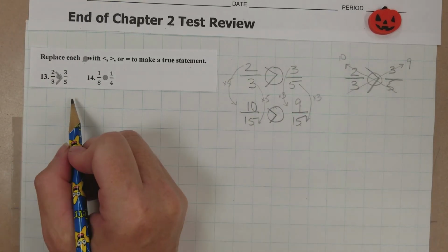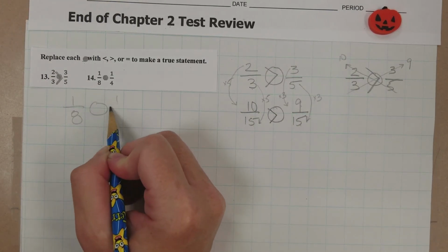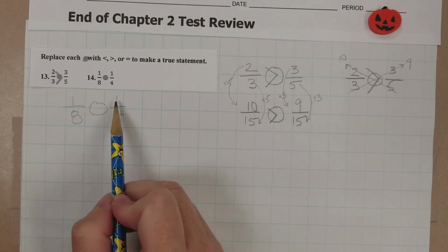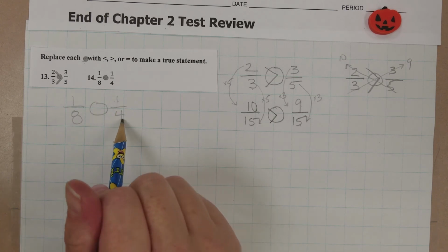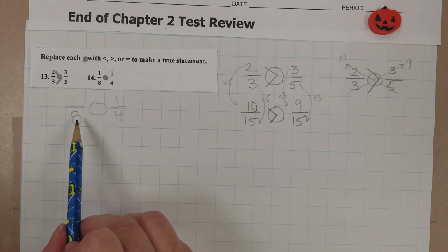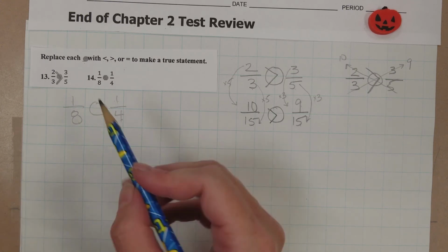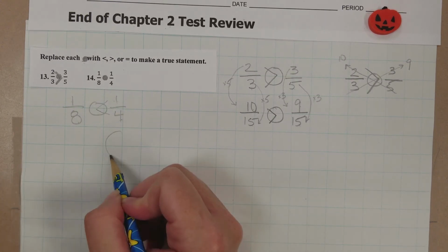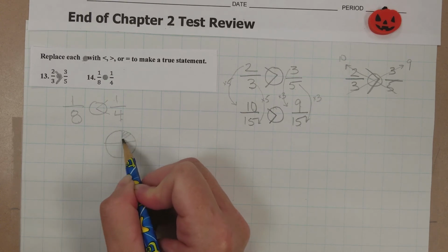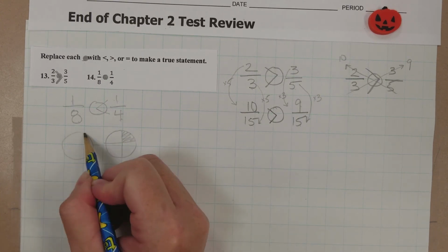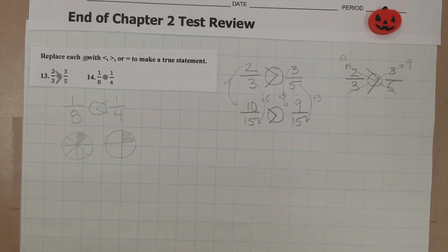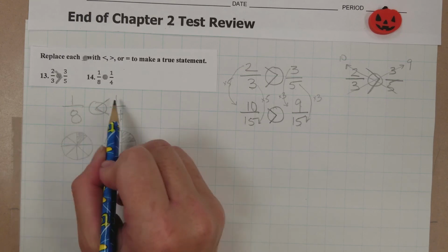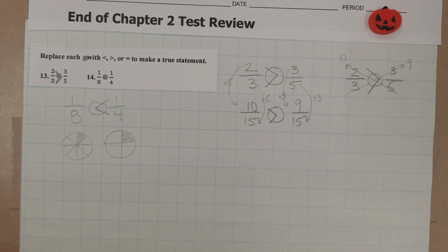For 14, we're going to compare 1/8 to 1/4. Now, because they have the same numerator, you can say to yourself, would I rather have one piece out of 4 if I was cutting up a pie, or one piece out of 8? You would want one piece out of 4, okay? Because if I had a pie and I cut it into 4 slices, 1/4 would look like that. If I had a pie and I cut it into 8 slices, each slice would look like that. So when the numerators are the same, it's a little bit easier to compare, all right?